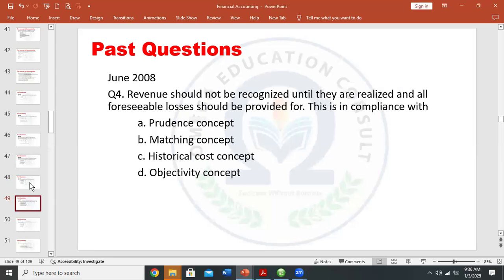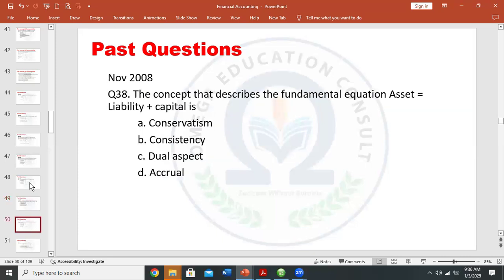Okay. Revenue should not be recognized until they are realized, and all foreseeable losses should be provided for. This is in compliance with which of the concepts below? So it says revenue should not be recognized until they are realized, and all foreseeable losses should be provided for. I think Prof. Sandra, this is easy, right? Is it a prudence, matching, history? Prudence concept. Exactly, prudence. 5 out of 6.